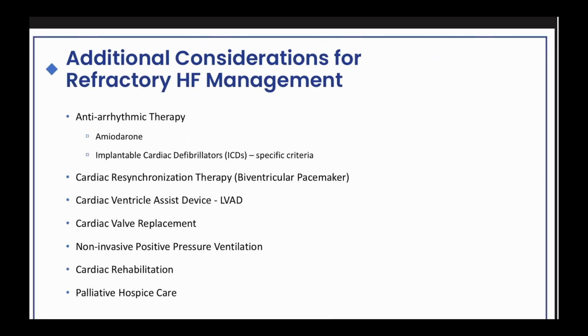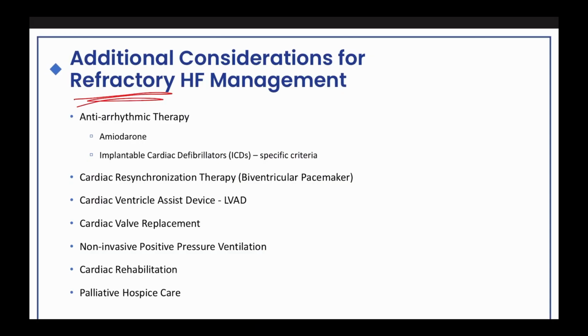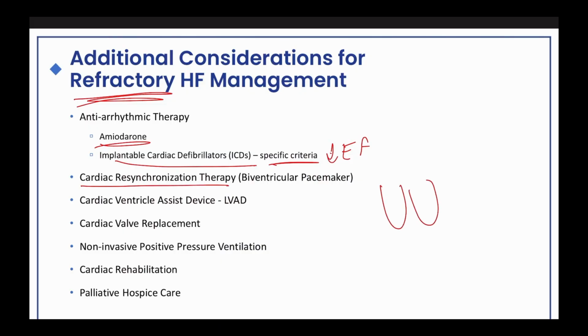Additional considerations for refractory heart failure. Here's your amiodarone. Here's your ICD, which has specific criteria. Again, you have to have low EF for that one. Cardiac resynchronization therapy. So there's our vessels. And what happens is we have the pacemaker probe. One comes into here, and the other one comes across and wedges itself right there. So now we have pacemaker lines in the left side and the right side of the heart. And the little device up at the top has the program, and it'll make sure the heart beats together.